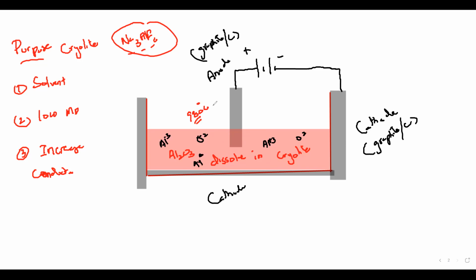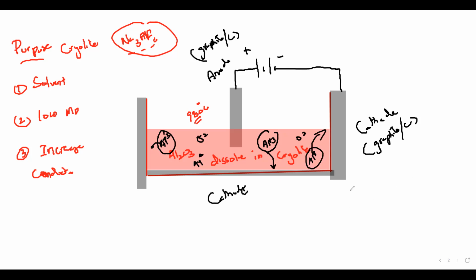So aluminum ions are positive. If aluminum ions are positive, where will they be attracted, towards the anode or cathode? That's right, positive ions are attracted towards the cathode. So aluminum ions will move towards either the base or the wall, because the base and the walls are cathode.